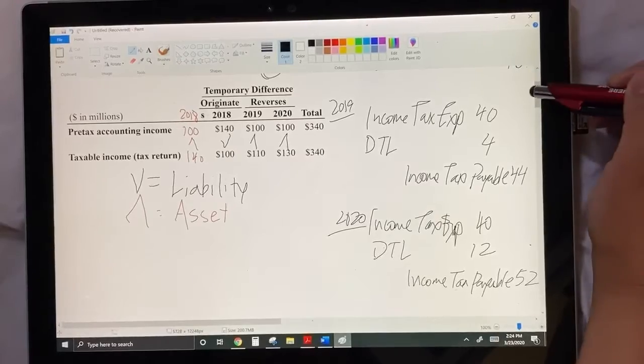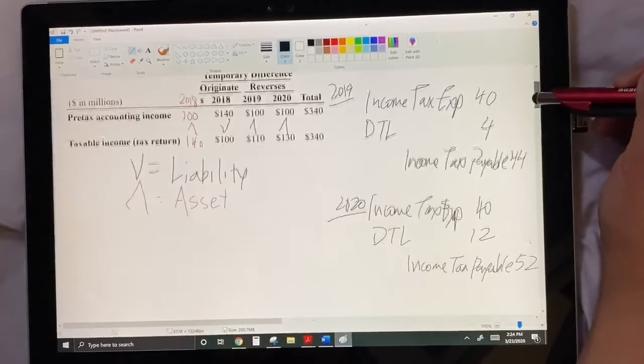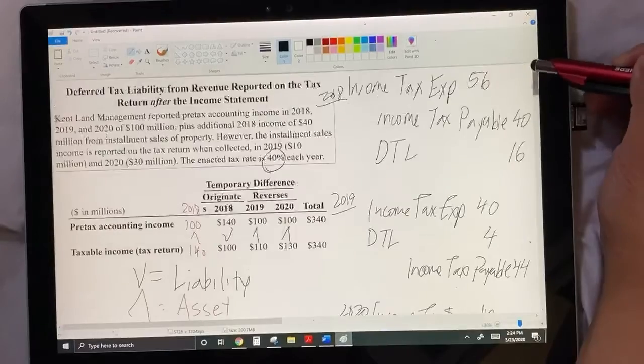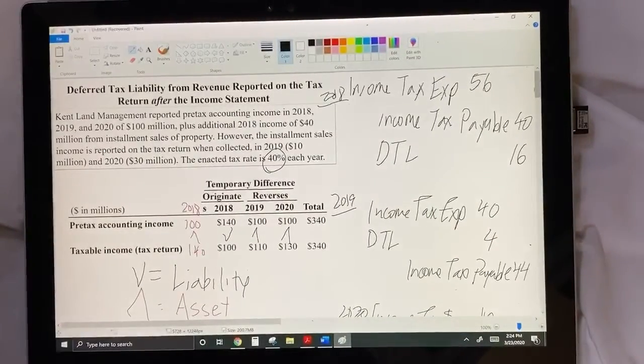That's how you do that. And then we can do one that's a deferred tax asset.